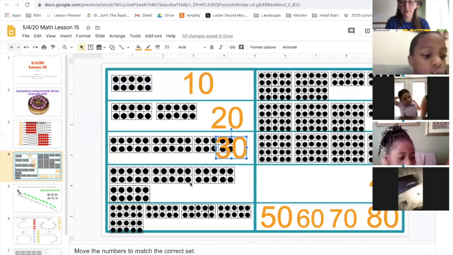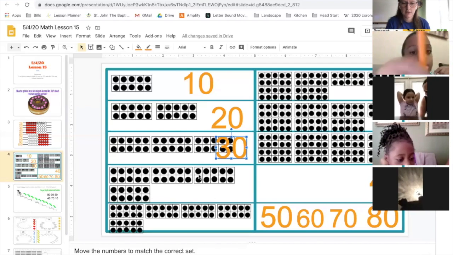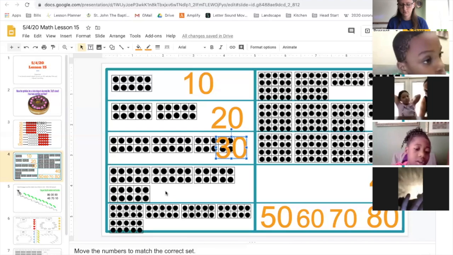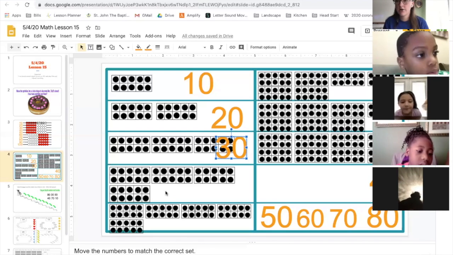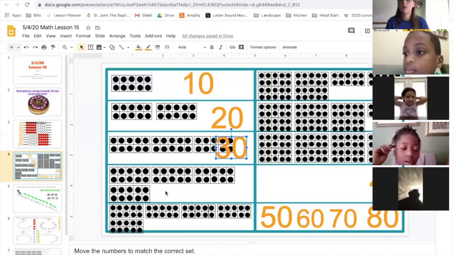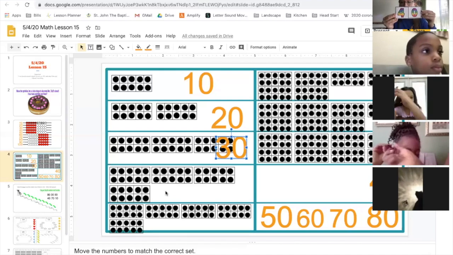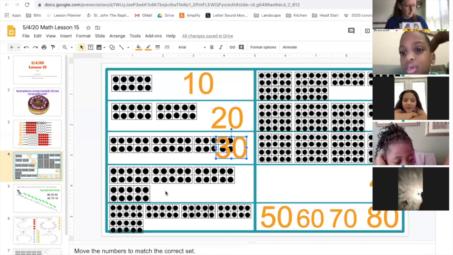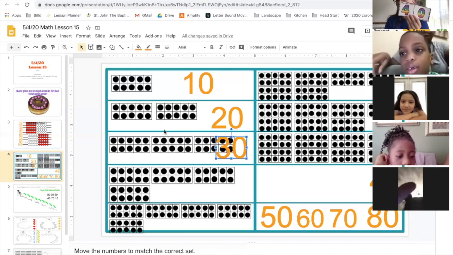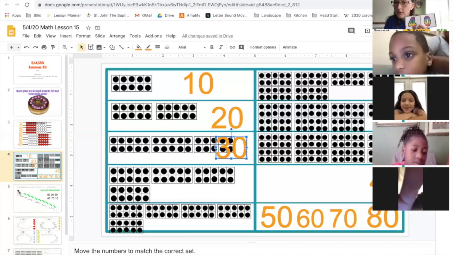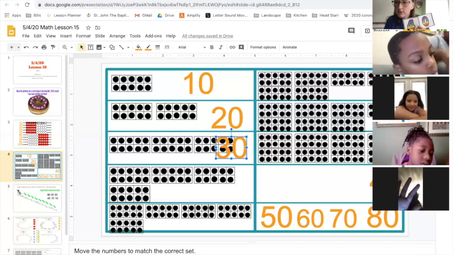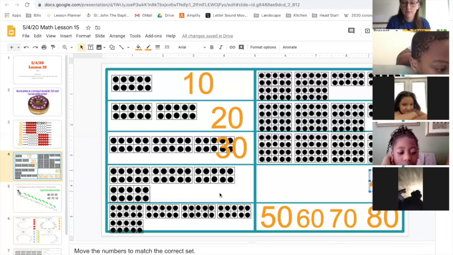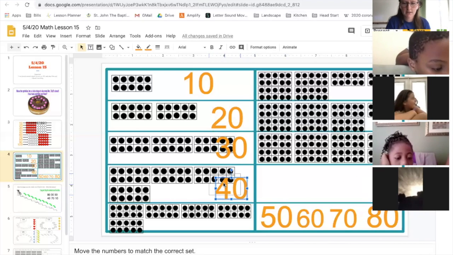Let's count the 10 frames in the 4th box. See where I'm moving my mouse? Bring it over. So how many dots are there in that one? 40. Say it. 40. So 4 is backwards, isn't it? So we have 40. Good. So I'm going to take my 40 and move it over to this box.